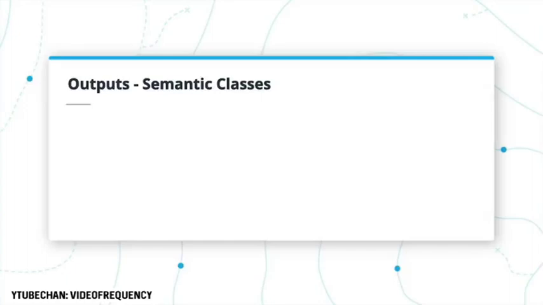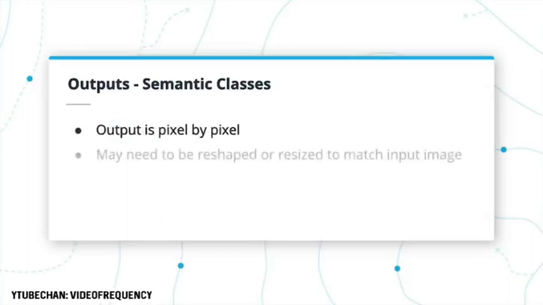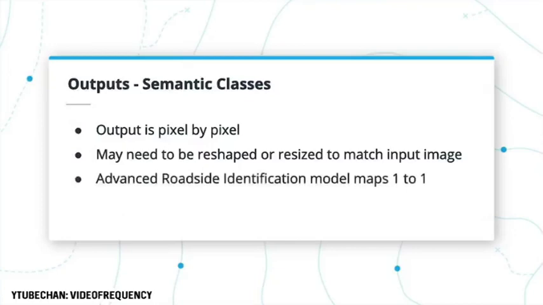For a semantic segmentation network, the output will be some form of the class by pixel. Some may be flattened and need to be reshaped to be mapped back to the original image. Others may need to be scaled up to the full image size. Taking the advanced roadside identification model as an example, the output is batch size, height, and width. In this case, the output is the same size as the input, so you can map the pixels of this output directly to classes in the input. Now that you know a little bit about handling the outputs, let's get you prepared for running your first edge application.